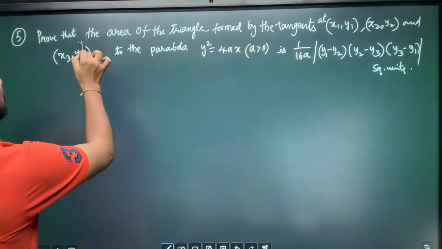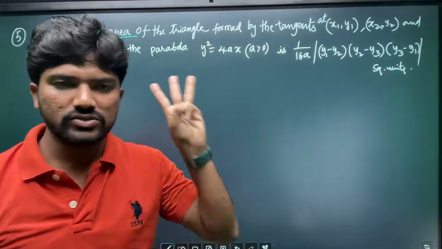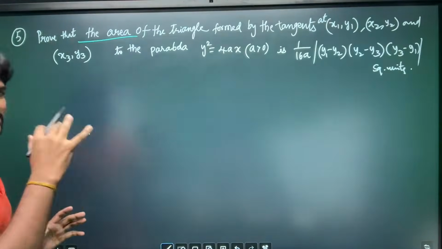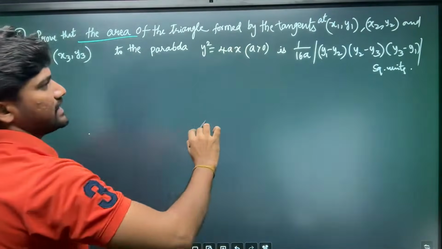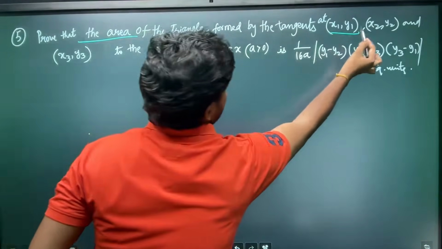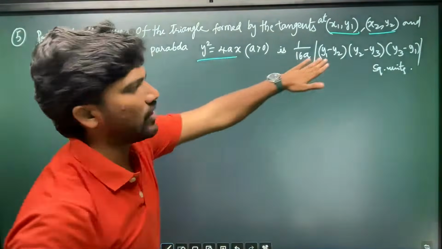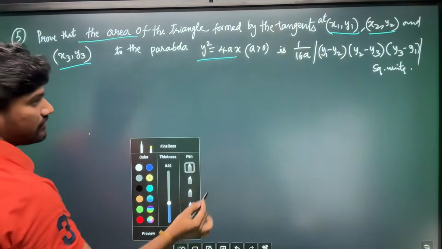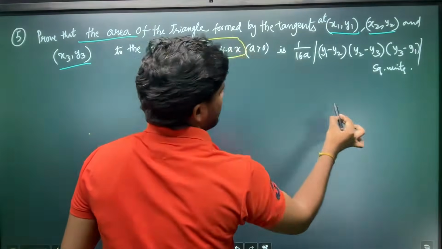In today's live class I am going to cover 3 more LAQs. Those are very important and have been asked for the last 3-4 years. Prove that the area of the triangle formed by the tangents at the points (x1, y1), (x2, y2) and (x3, y3) to the parabola is... we have to prove the area of the triangle. Here you know very well, basically y square is equal to 4ax is the standard parabola equation.